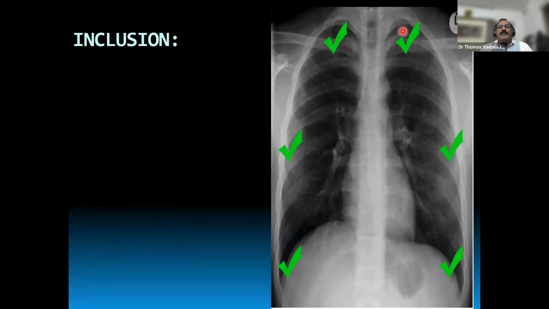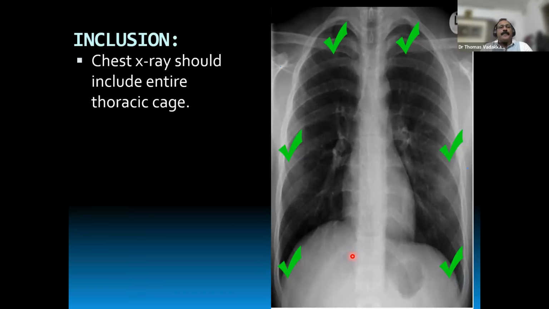Now, inclusion means you have to verify that the first rib posteriorly is included, because if it is lung cancer, many times the apical lesion is missed. In tuberculosis, again, the apical lesions may be missed. Also, the outer parts of the ribs should be included. Remember that the upper part of the abdomen is also included, so that you will not miss anything in the chest X-ray.